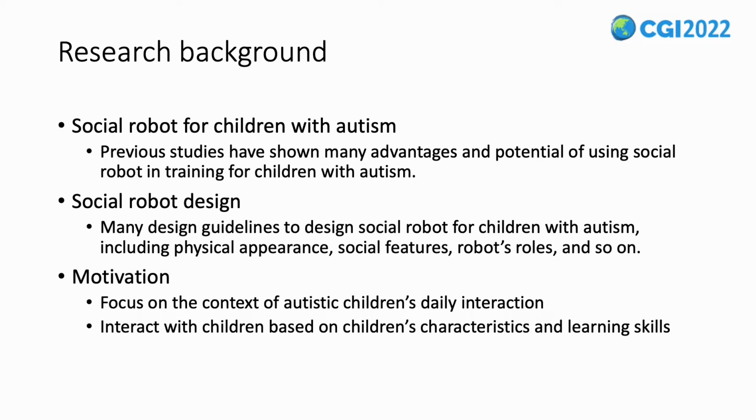model. Previous studies have shown many advantages and potential of using social robots in training for children with autism and provide many design guidelines. However, we found that most of the current studies only taught specific skills to children with autism under laboratory settings. Besides, few studies have attempted to incorporate this type of robot into an established treatment paradigm, such as discrete trial training. So there's a large gap between theoretical research and practical application.